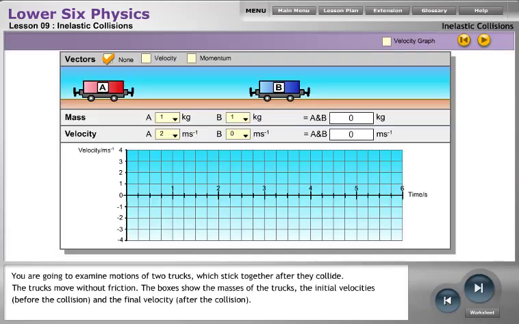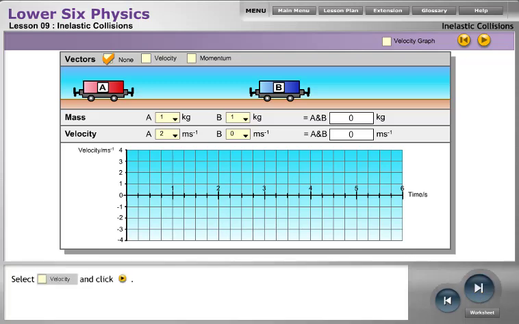You are going to examine motions of two trucks, which stick together after they collide. The trucks move without friction. The boxes show the masses of the trucks, the initial velocities before the collision, and the final velocity after the collision. Select Velocity and click Start.